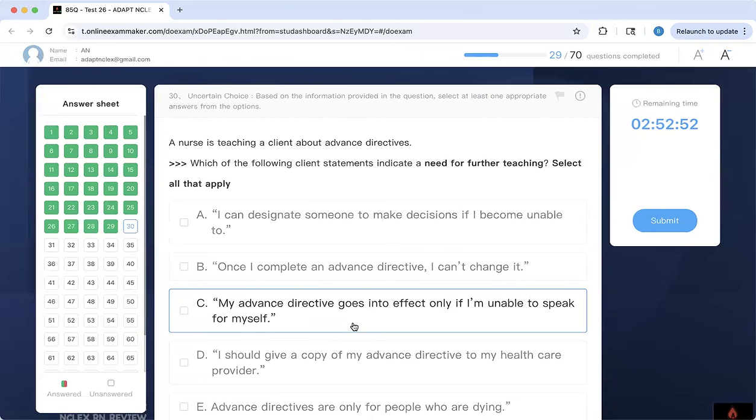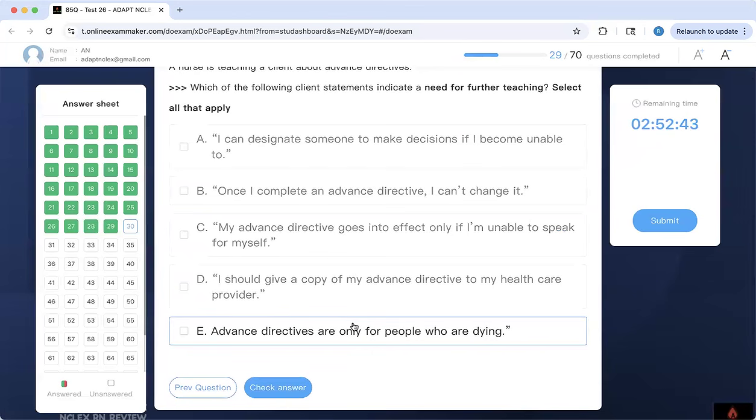various concepts. And this is teaching the client about advanced directives. This is a trap. Which of the following client statements indicate a need for further teaching? That means they don't know what advanced directives are. Select all that apply. I will designate someone to make decisions if I become unable to.